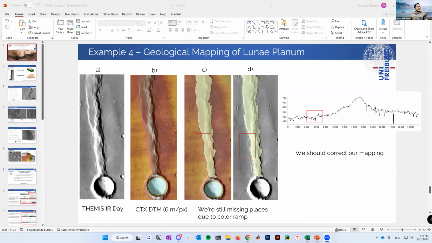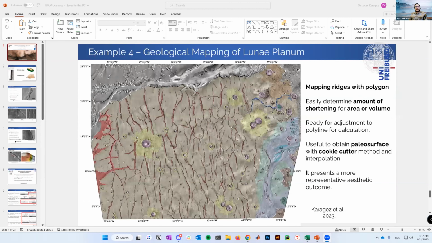Actually, I would like to show one example. You put the THEMIS background, and after that you plot the CTX DTM and map where it is ending. But it's not always true, because don't forget to check your color ramp. You have to set the minimum and maximum of your color ramp, and otherwise you are missing some parts like this over here. That's just one experience problem during my learning, and you should take care and always try to correlate with the profile lines. For example, over here you have the offsets and you can find where it is starting. Yeah, that's the final product.